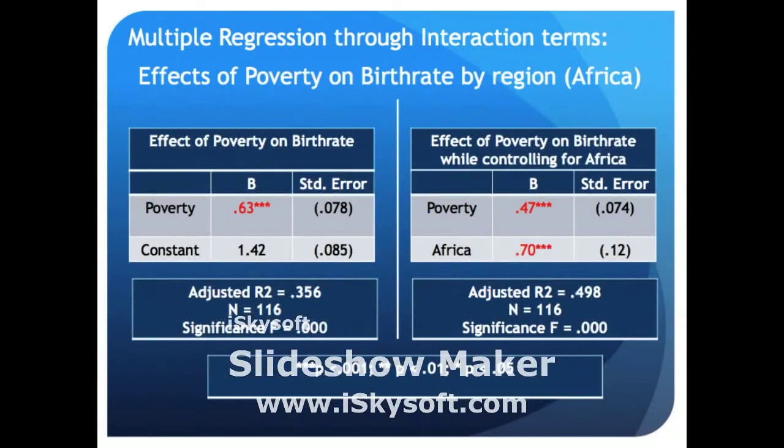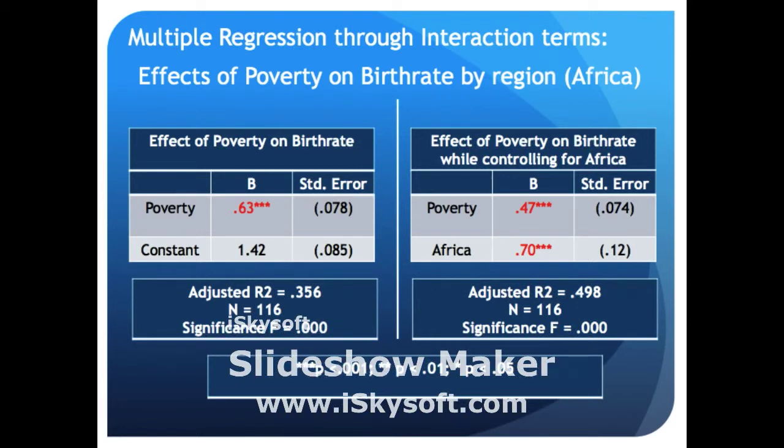I will now attempt to include interaction effects in a regression analysis with a subset of cases, as it is easier to interpret when specifying regionally. The first regression analysis, the one on the left, shows the effect of poverty on birth rate. The b-value tells us that a 1-unit rise in the percent of people below the poverty line will cause the annual birth rate to increase by 0.6 per 1,000.